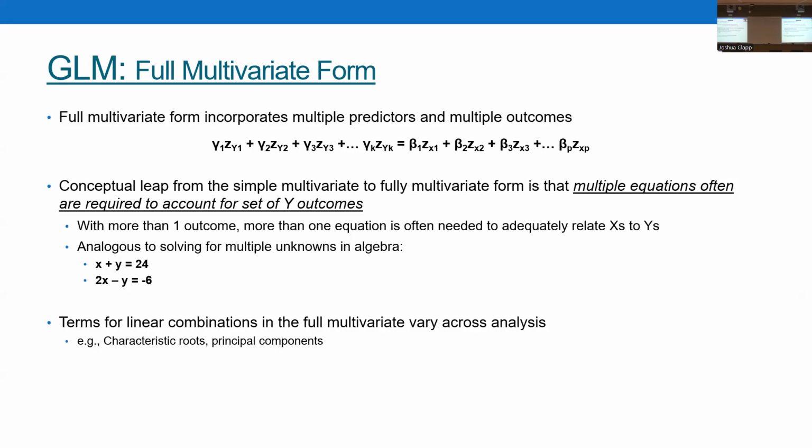Okay. Now, the term for these linear combinations, these solutions, depends on what analysis you're using; the terms are different, right? We'll talk about these as characteristic roots, that's a DFA term, or principal components, that's an EFA term, but it's all talking about the same thing, right? What we're doing is using a set of predictors to find the best linear combination of outcomes, and what we'll often need is multiple equations to solve this.